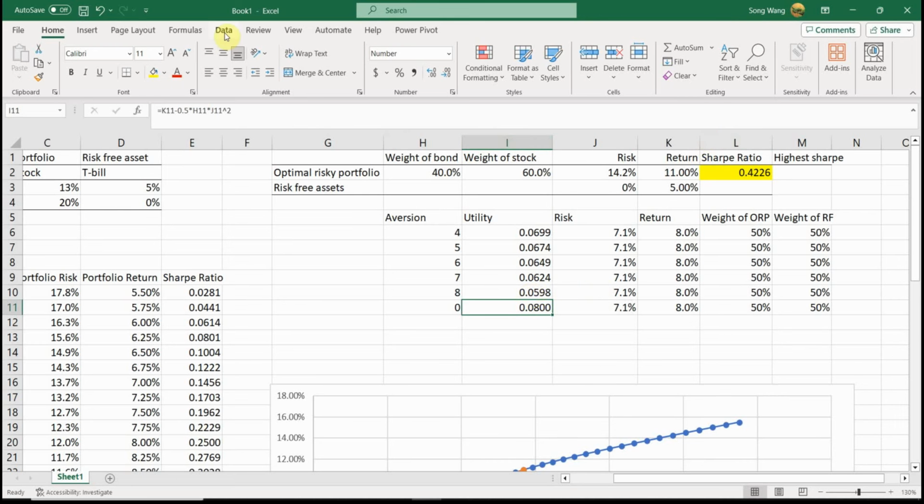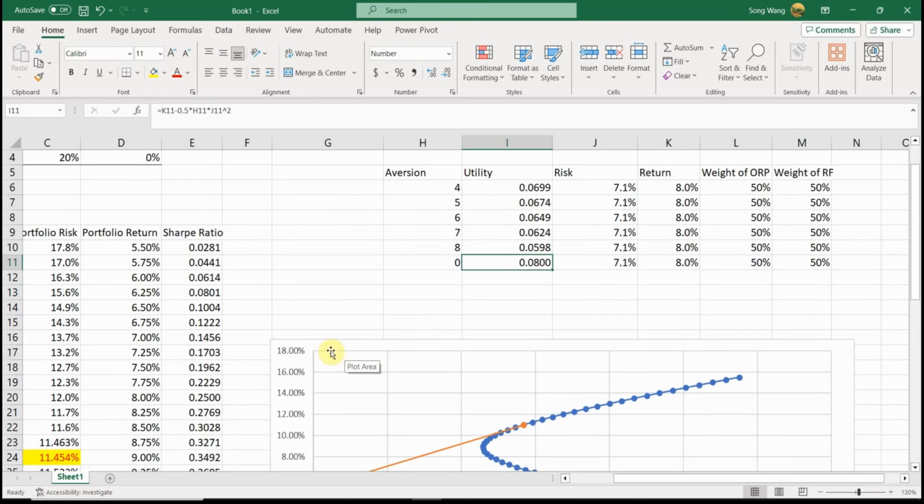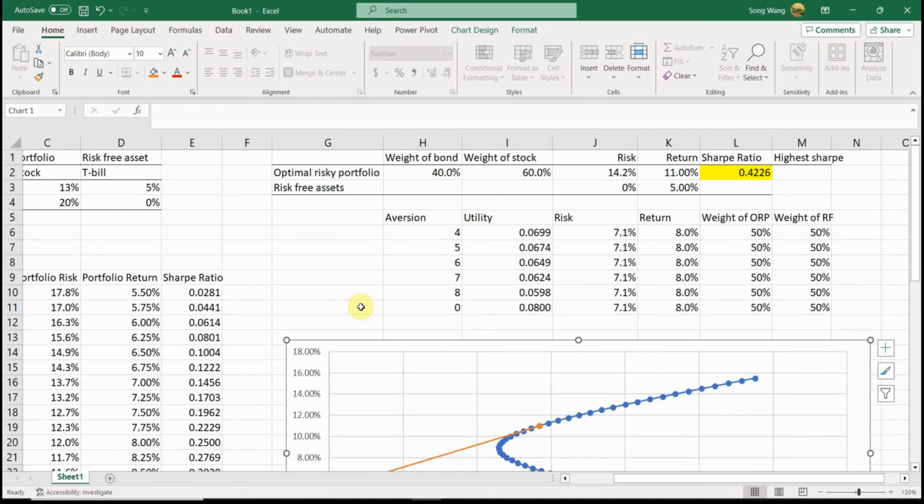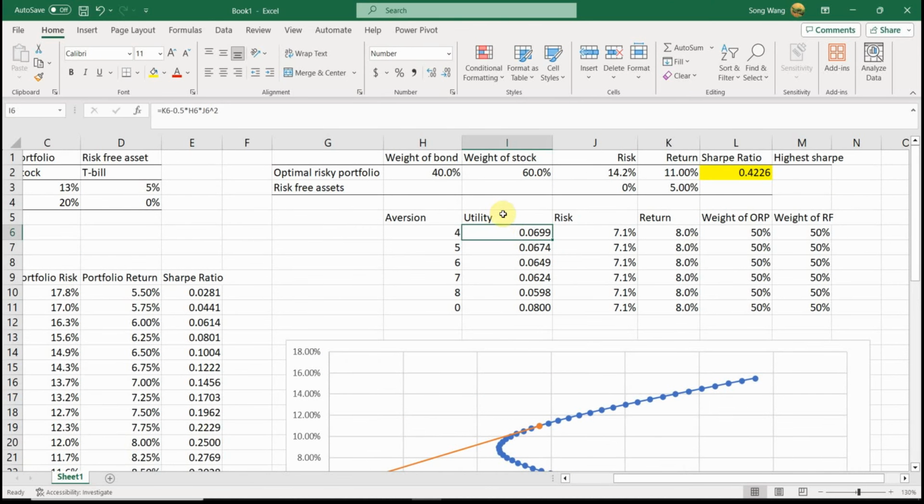So let me just do Solver multiple times, but it's not going to take me too long. Each time I want to maximize the utility by changing the weight of the risky portfolio, which would lead to a change of the weight of the risk-free, and that's going to change the risk and the return of that investor.